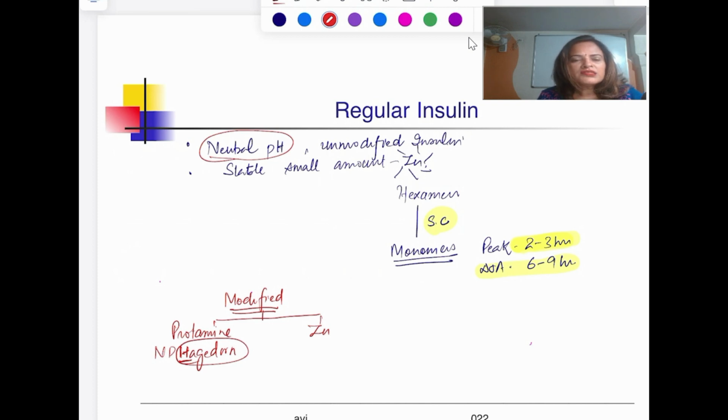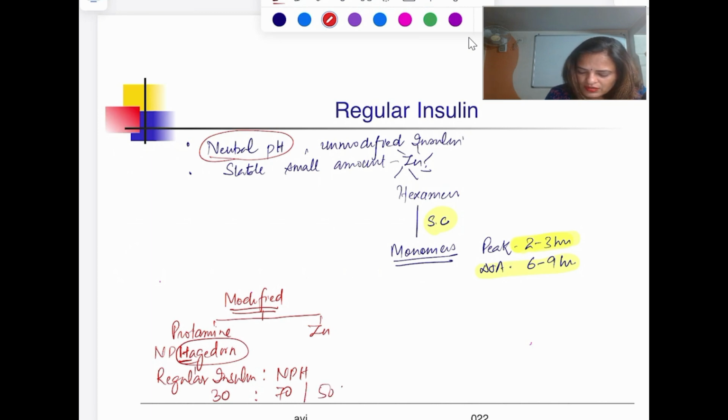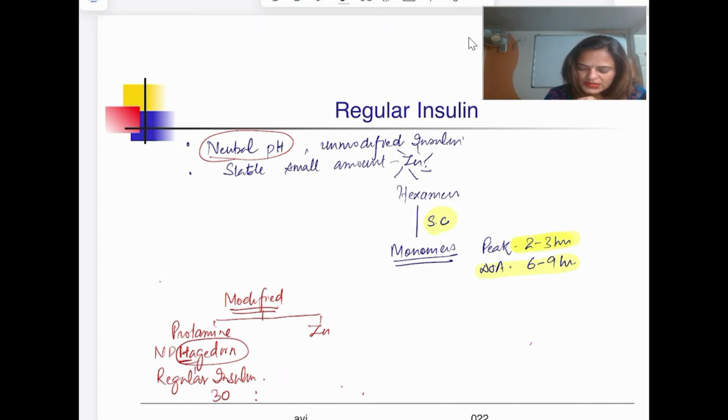So usually this neutral protamine hagedon is given in combination with regular insulin. We give a combination of regular insulin and neutral protamine hagedon, either 30 to 70 or 50 to 50. These are the two combinations. So this is given in combination with regular insulin and NPH.